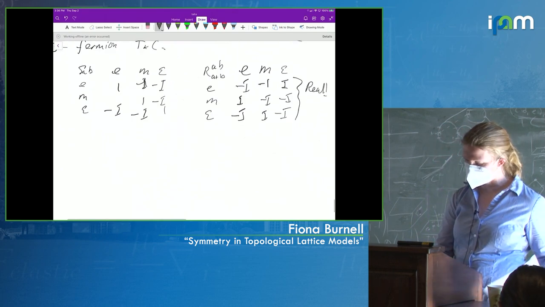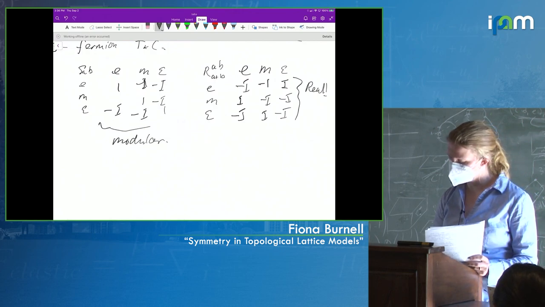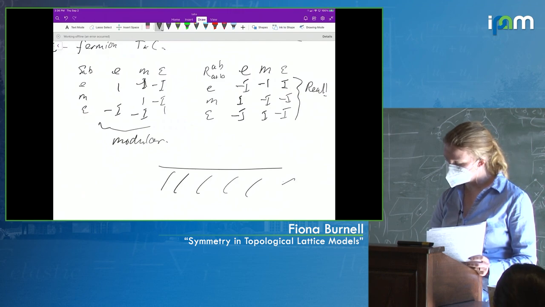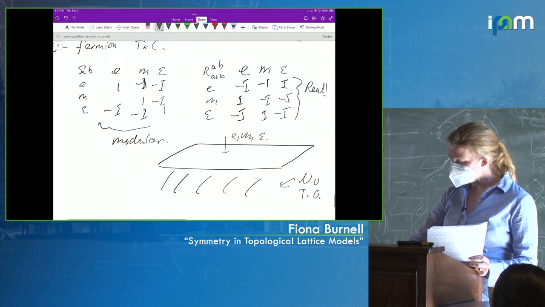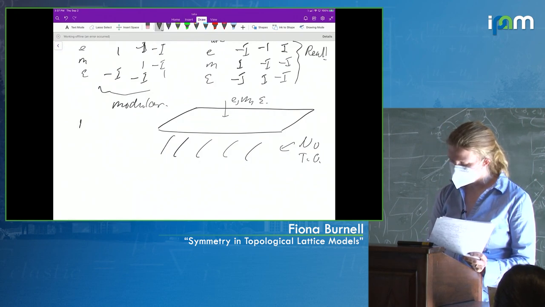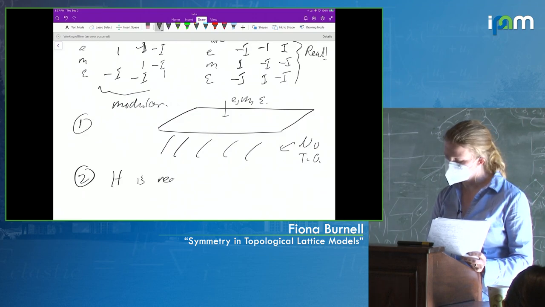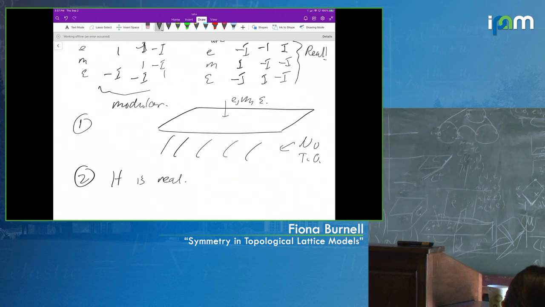So, first of all, this is modular, okay? So the bulk is trivial, no 3D topological order. On the surface, I have this E, M, and epsilon. And because these R's are real, this is statement one, it's modular. Statement two is the Hamiltonian is real. Okay? So this is one of these cases where the Hamiltonian, in this gauge, just happens to have time reversal symmetry. Okay?